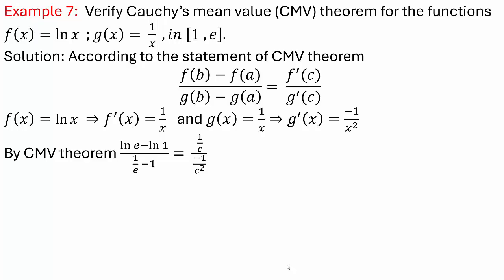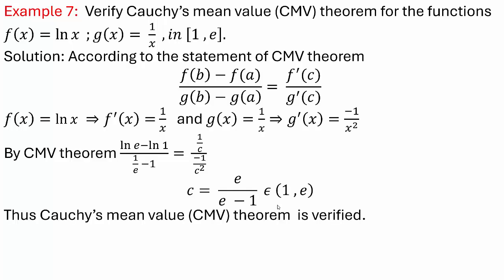If we substitute these values in Cauchy's mean value theorem, we get (log of e minus log of 1) divided by (1 by e minus 1) equal to (1 by c) divided by (minus 1 by c square). Simplifying this, we will get c equal to e divided by (e minus 1), which belongs to the interval 1, e. Thus, Cauchy's mean value theorem is verified.